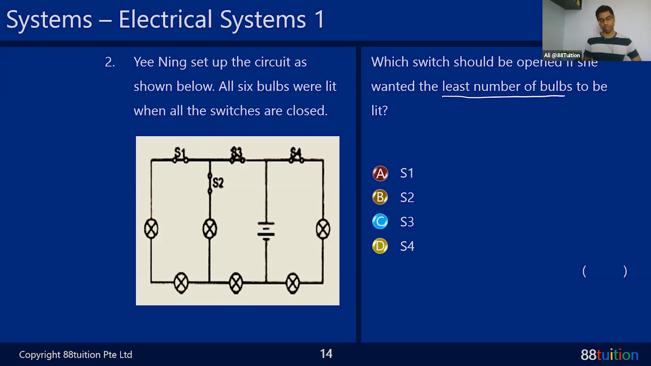So you can do a few methods. You can try each switch by each switch. You can just take this switch out. Let me show you the method. For example, you take out switch 4. So what will happen is the current will flow this way, right? Because all of these are connected, the current flows through all these bulbs. How many bulbs will be on? If you take out switch 4, 4 bulbs will be on.